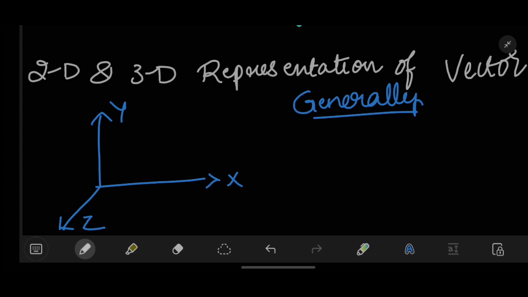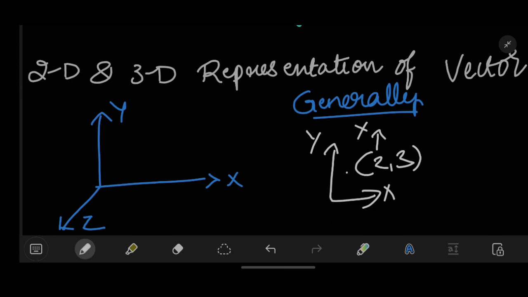Now generally how do we have to represent a point in x, y and z axes? How do we write the coordinates of a point? Generally for x and y axes, we all know, very simple, 2 comma 3. Here the first number will represent the coordinate of x axis and the second one will represent the coordinate of y axis. So this is abscissa and this is ordinate respectively.